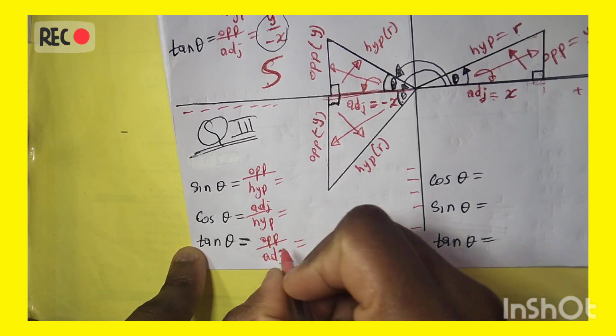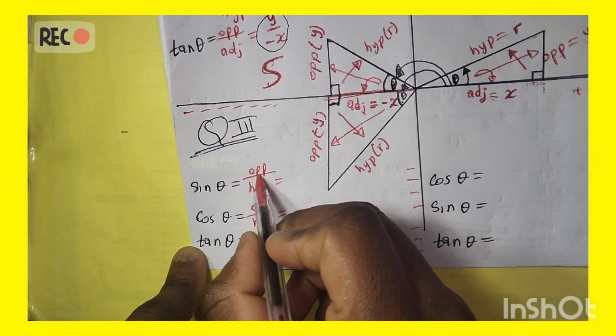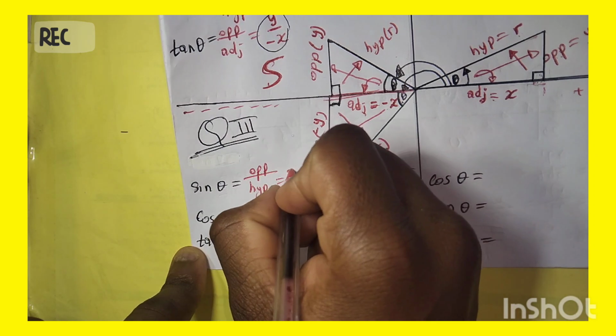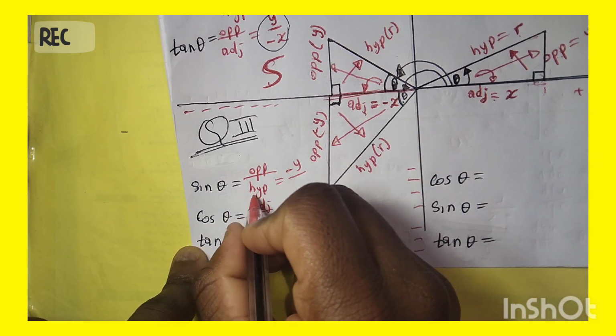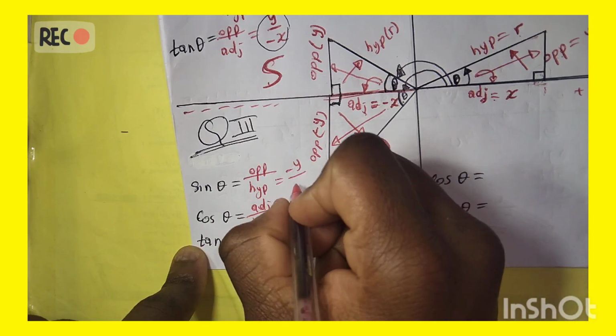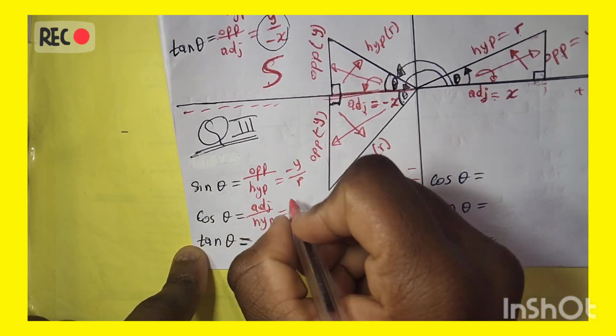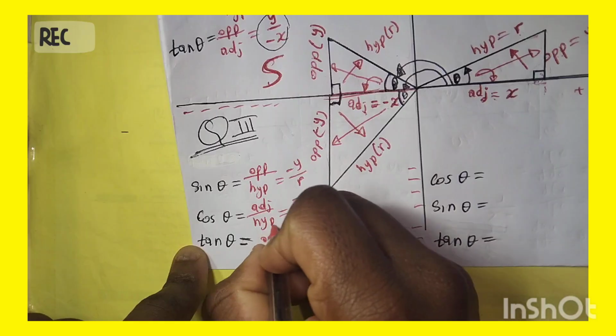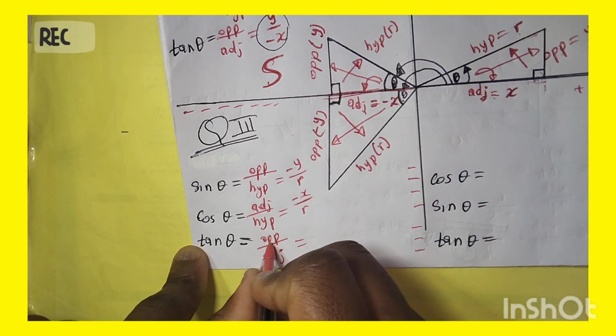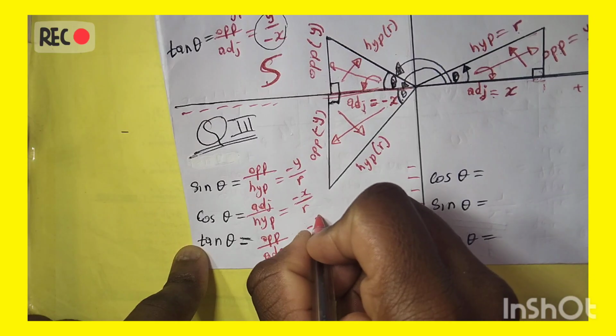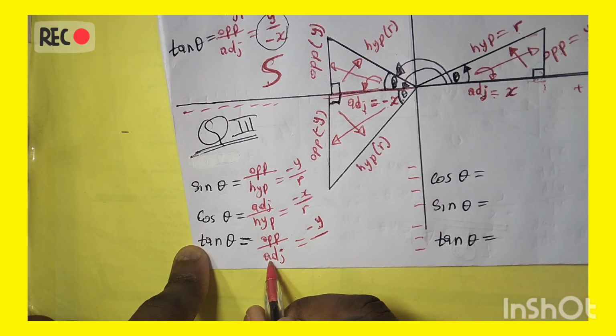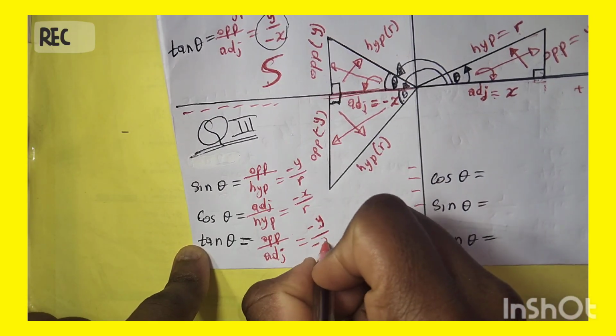And now what I can do, guys, here my opposite is negative y over hypotenuse. Where is hypotenuse? That's r. Adjacent is negative x over r. Opposite, guys, where is opposite? It's negative y divided by what? My adjacent, which is negative x.